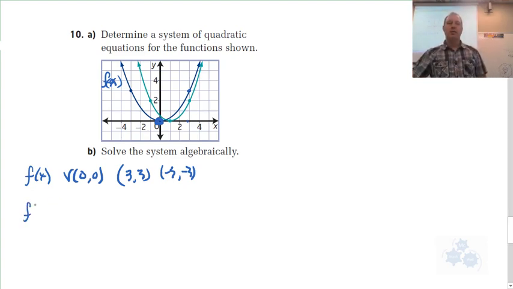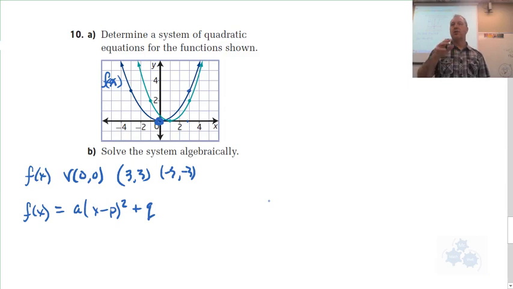And so I'm going to do this. F of x. Do you remember the vertex graphing form? Vertex form: a times x minus p all squared plus q. If you don't have that on your study sheet, you might want to put that on there and study that. But I have my vertex, that's p and q, and I also have at least one point, that's y and x. And so I need to solve for a, and that's my final piece for this equation.